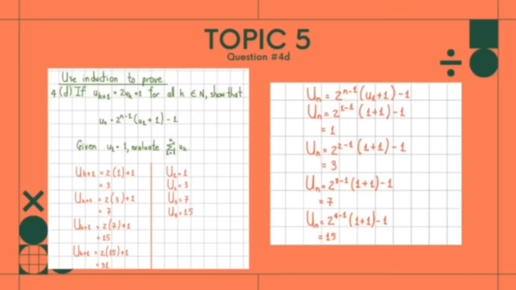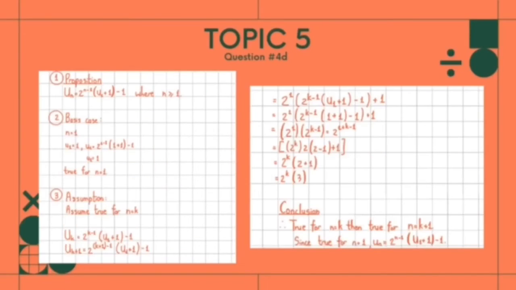We have u_n equals 2 to the power of n minus 1, times (1 + 1), minus 1. So the n we replace with number 1, 2, 3, and 4. So we will get the same answer as well. As for the proposition, we have u_n equals 2 to the power of n minus 1 times (u1 + 1) minus 1, where n ≥ 1. Next, for the basis case, we have n equals 1, u1 equals 1, and then we substitute 1 into the equation.